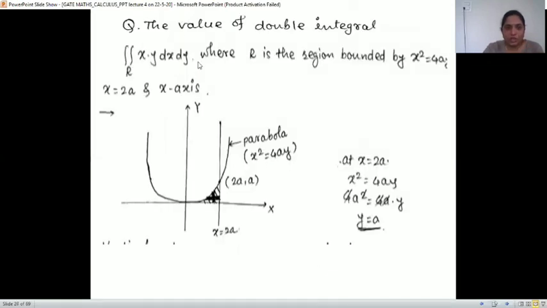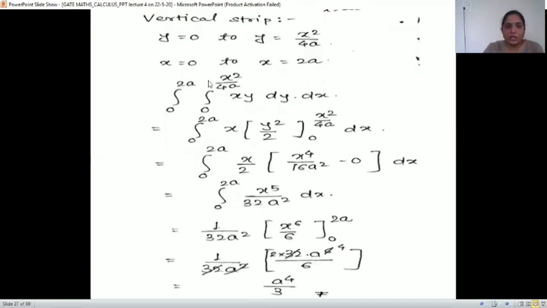Your function is xy, and we are writing the limits of y first, so with respect to y and with respect to x later. Next, x is constant as we are integrating with respect to y. So the integration of y dy is y square by 2 from 0 to x square by 4a. I am writing simultaneously so that you can understand properly. Then dx outside, x is already outside, 2 is outside, x by 2, and we are writing the upper limit.